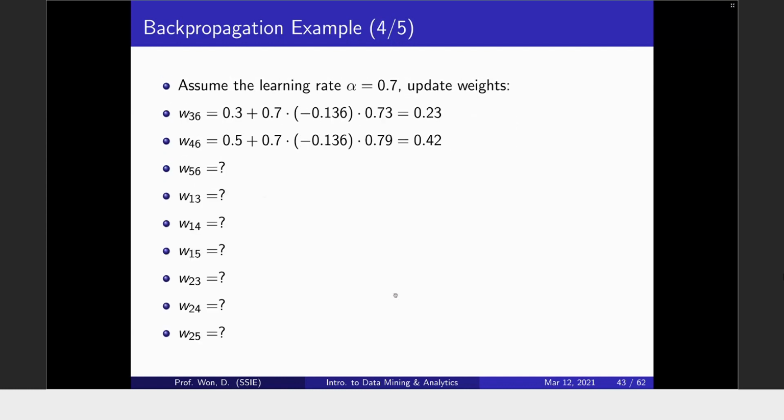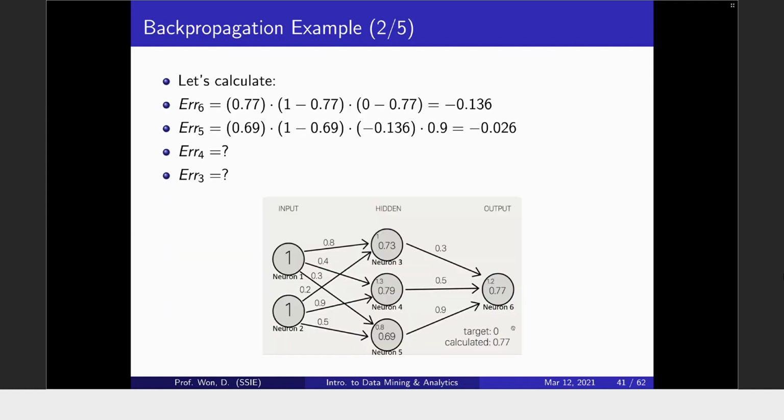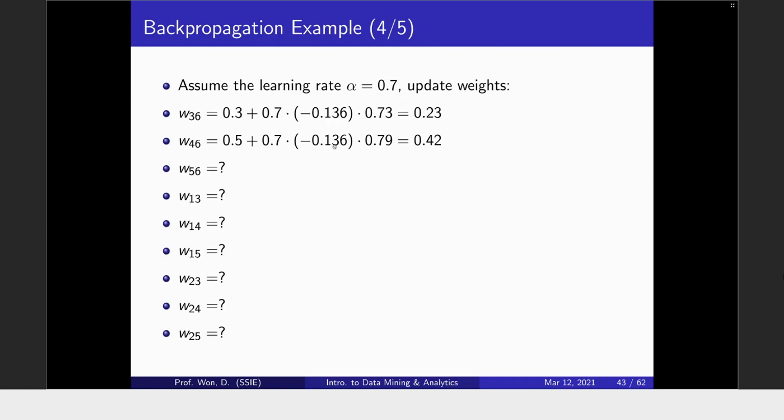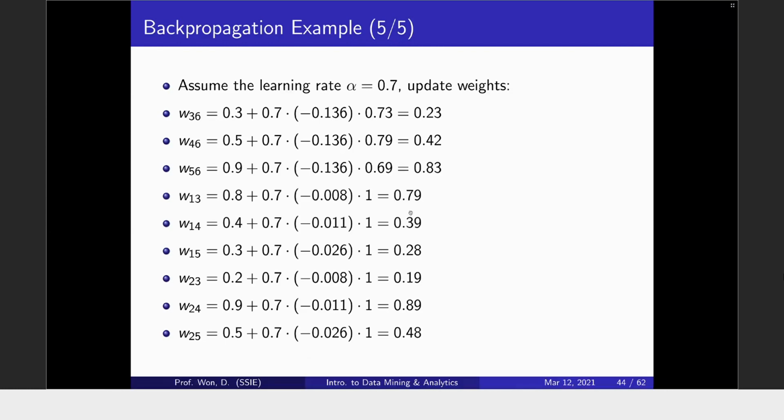Then W46, the original value is 0.5, but the reduced one is 0.42. So if you keep this one, then definitely we can guarantee that our final error 0.77 is slightly decreased. So let's just apply all these kinds of things together, right? It's very simple math. We're going to end up with this number.